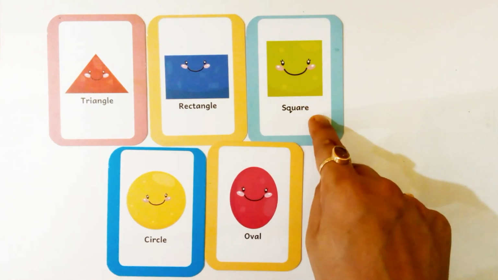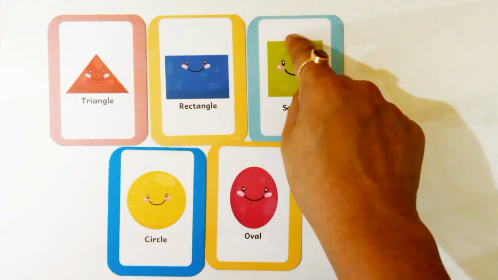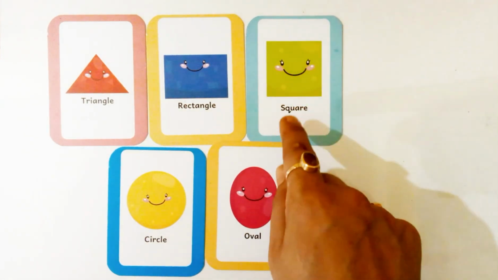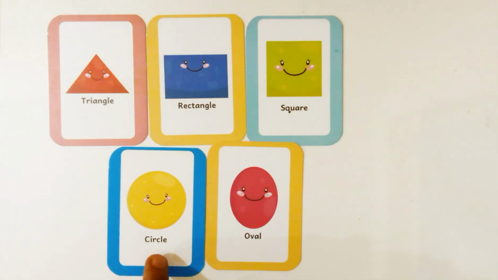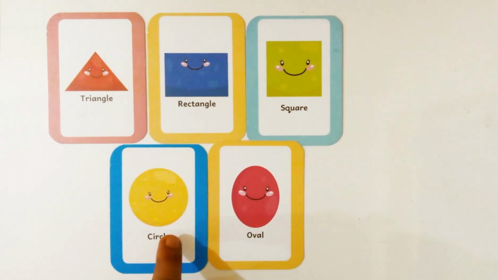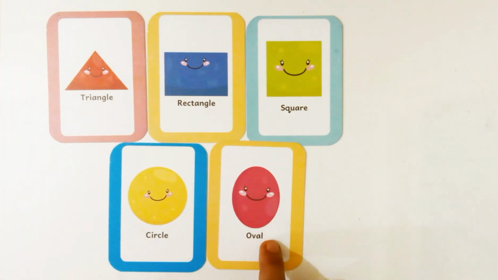Square. Square has four equal sides. 1, 2, 3, 4. And the color is light green color. S for square. C for circle. Circle is a shape. It has no sides. It is in round shape. It is light yellow color.